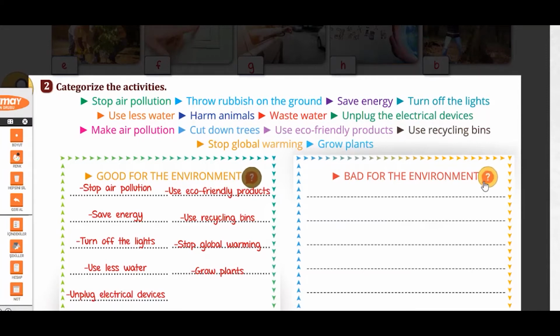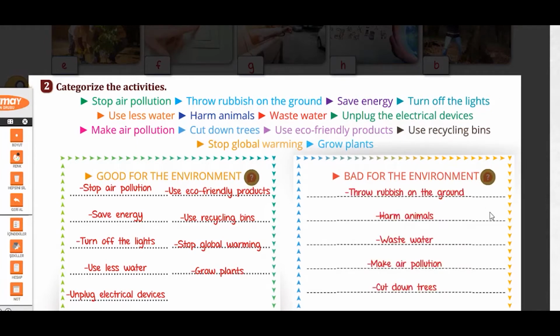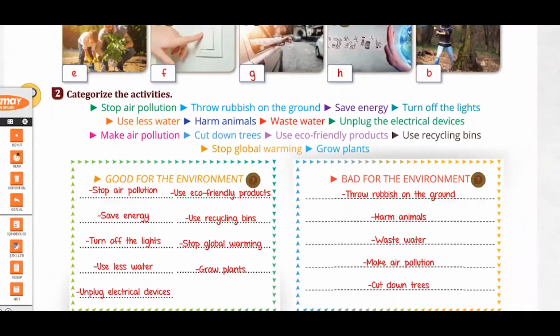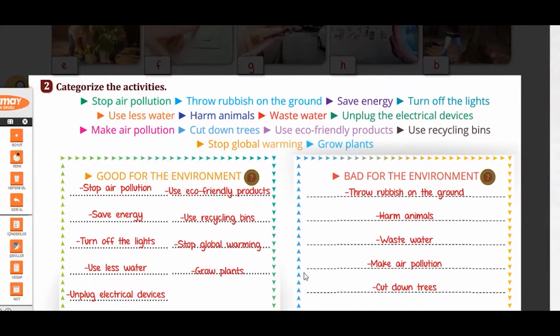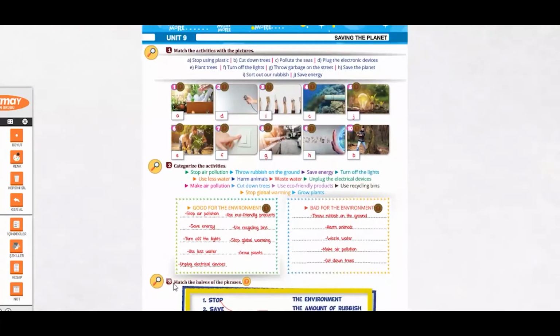On the other side, we have bad for our environment. We have throw rubbish on the ground, harm animals, waste water, make air pollution, and cut down trees. All of these activities are bad for the environment. Okay, you can see it again. Write all of these answers in your box, please. Let's go to the next one.